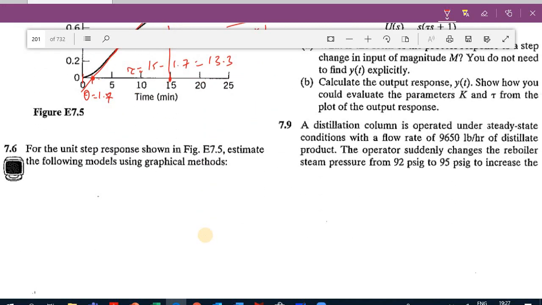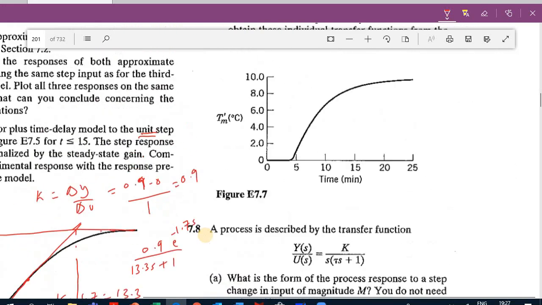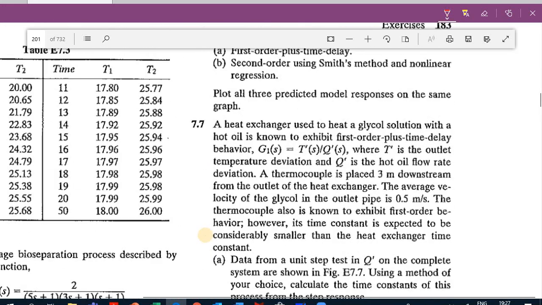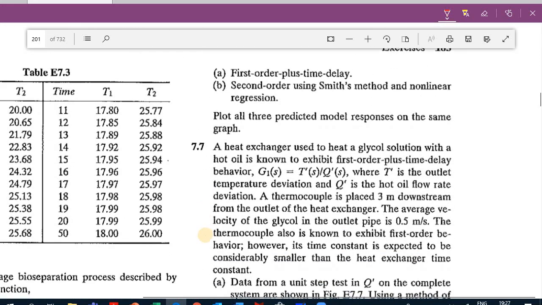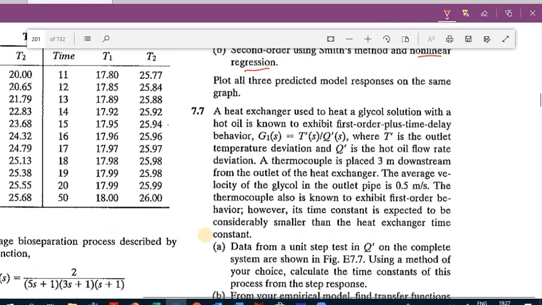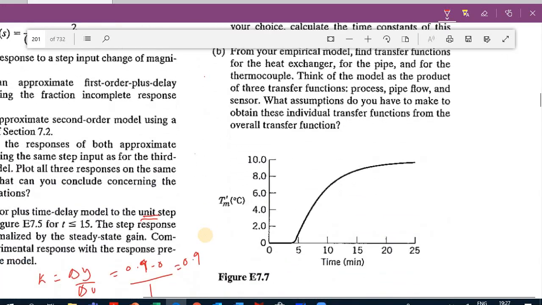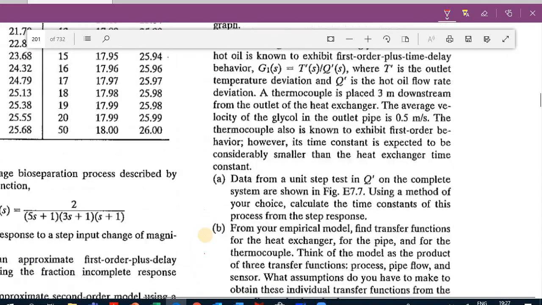7.6: Estimate the following models using the graphical method. Let me see if I'm going to solve this. Well, this needs a linear regression, and we did not cover linear regression, so I'm going to skip this part. Let me see, 7.7. 7.7 is good. I like this.